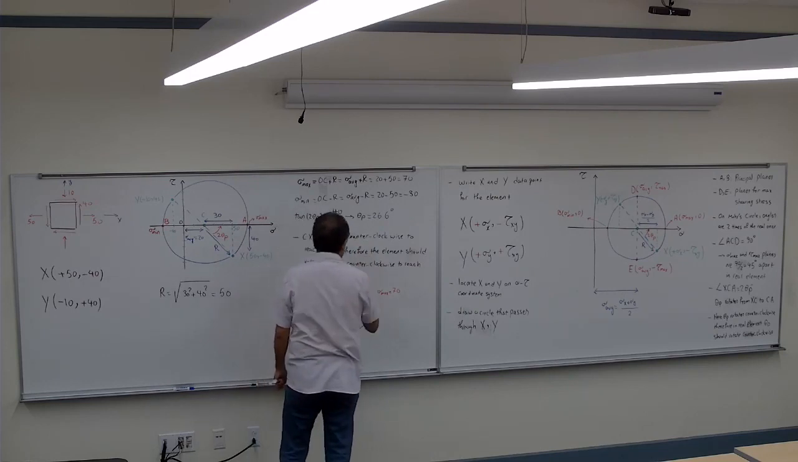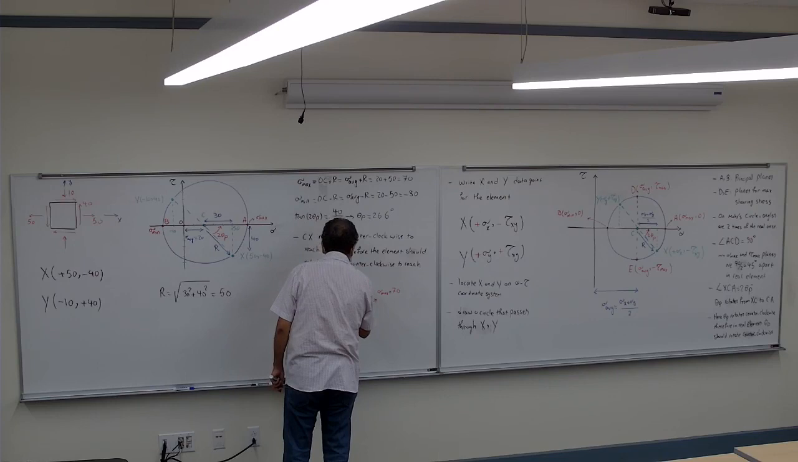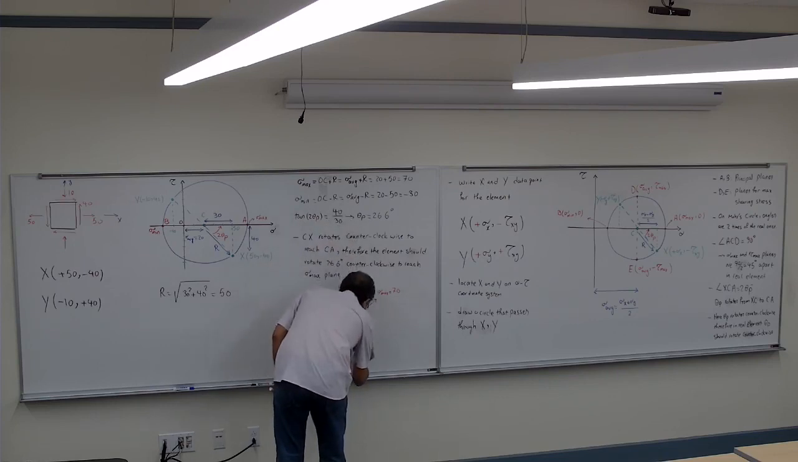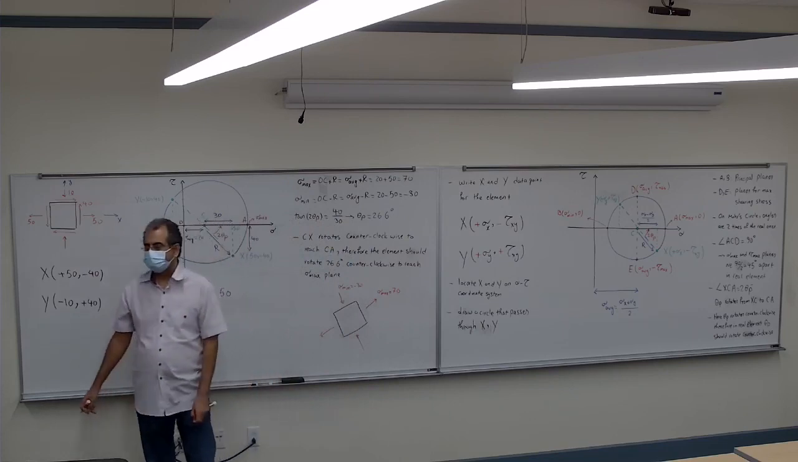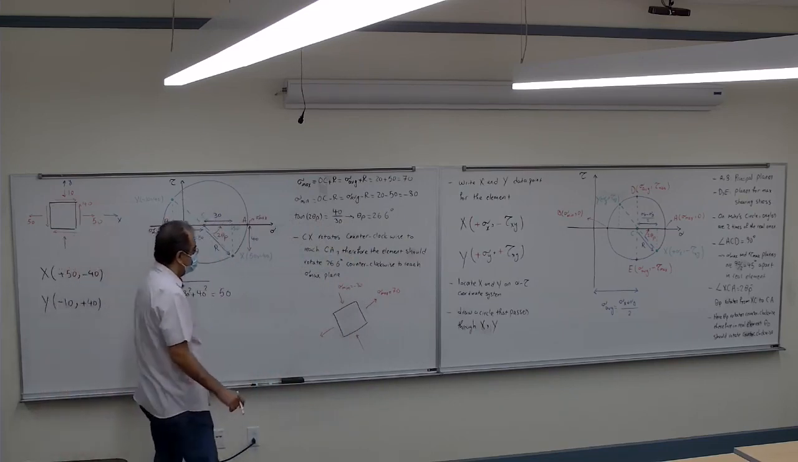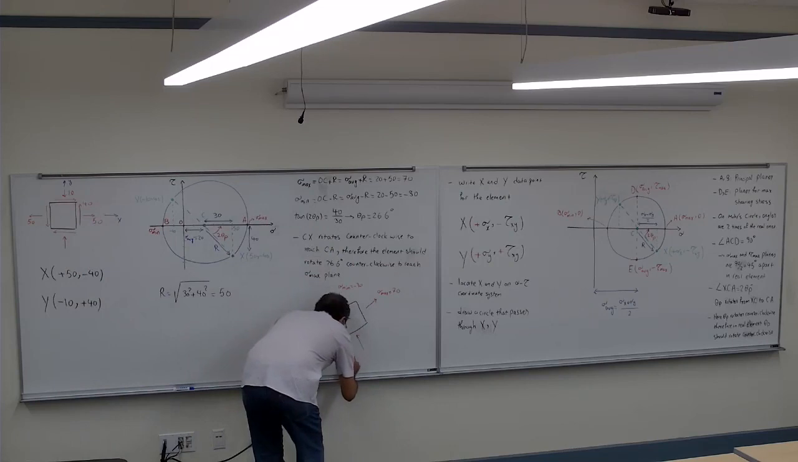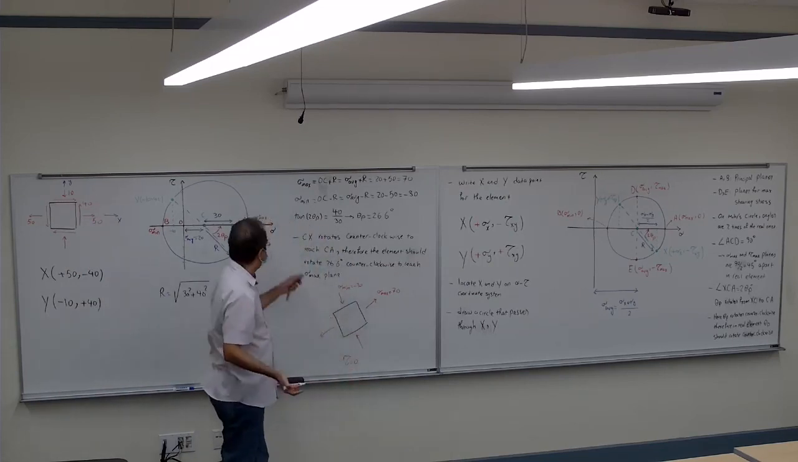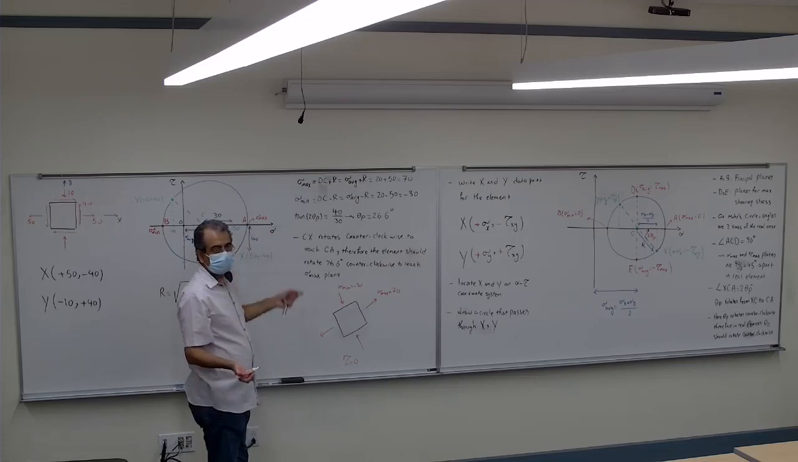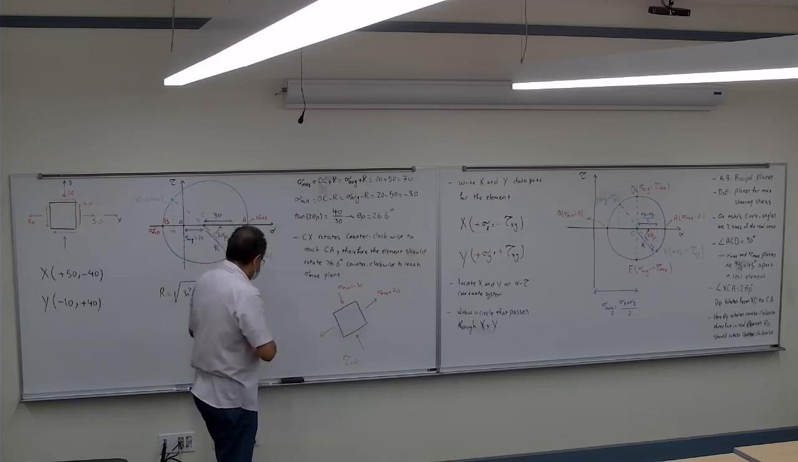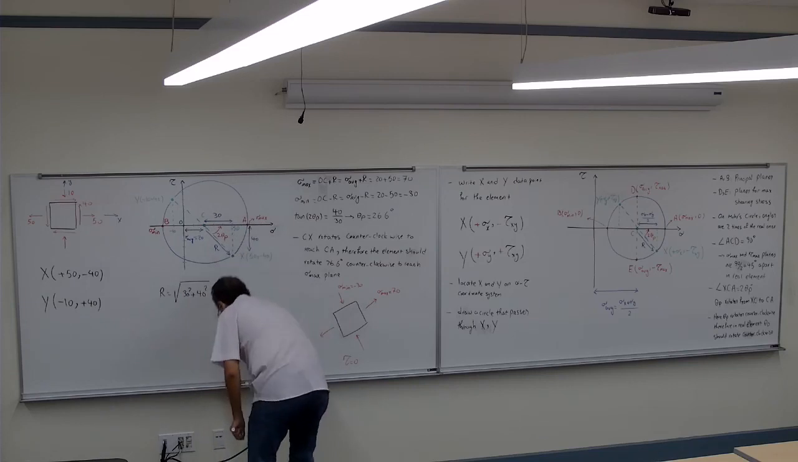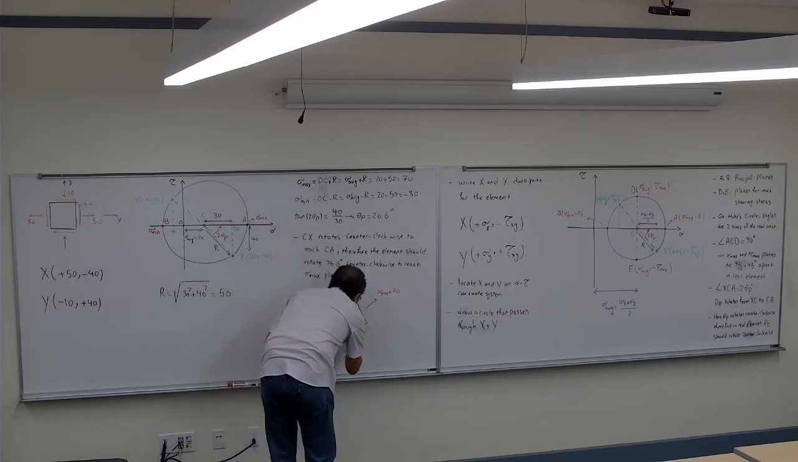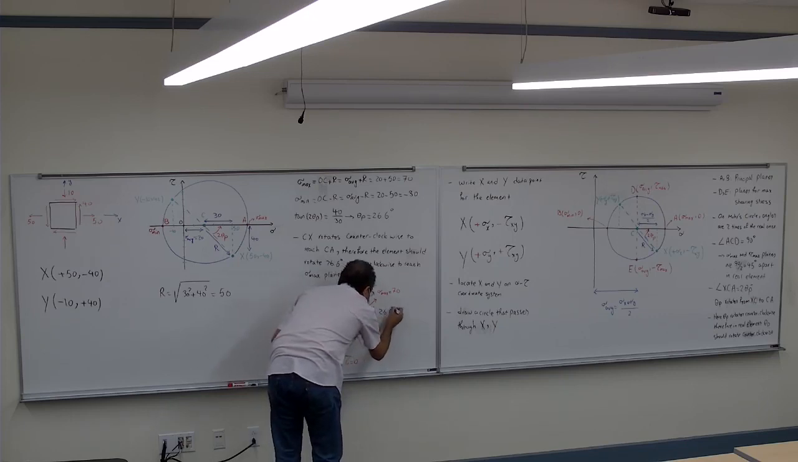And the sigma min is negative 30. How much is the tau in this case? Tau is 0. At sigma max and sigma min, there's no tau. Tau is 0. And how much is it rotated? It's rotated counterclockwise 26.6 degrees.